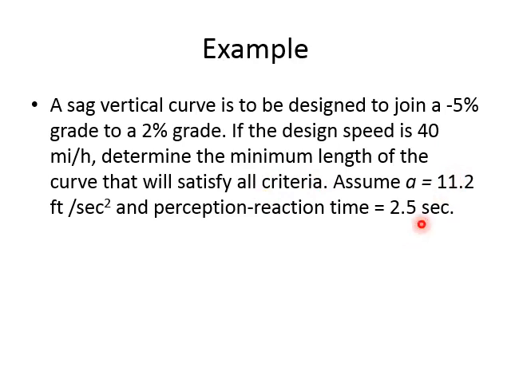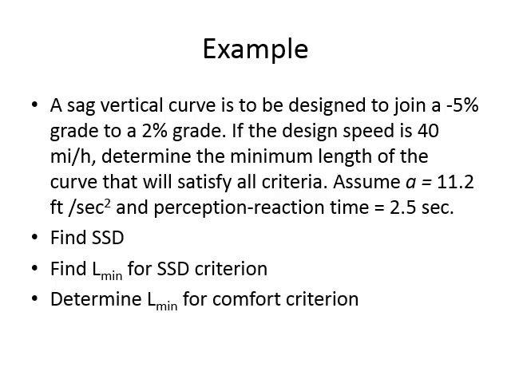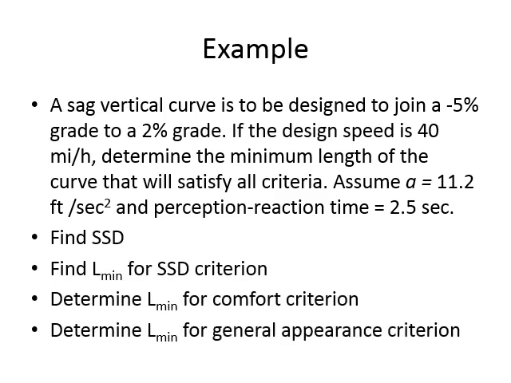And the constants are given for the sight distance calculation. So first thing is calculate the sight distance. Then you can find out the minimum length according to sight distance criteria. Then we will go for minimum length from other criteria as well.